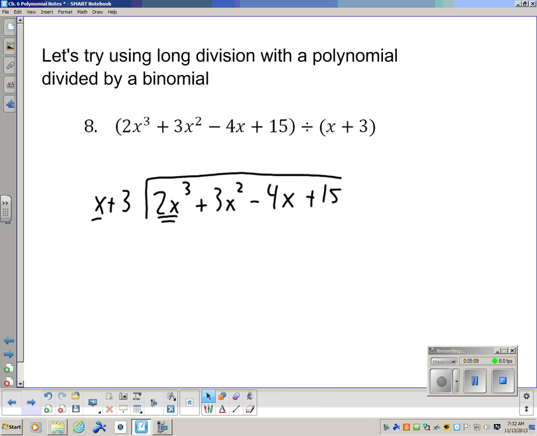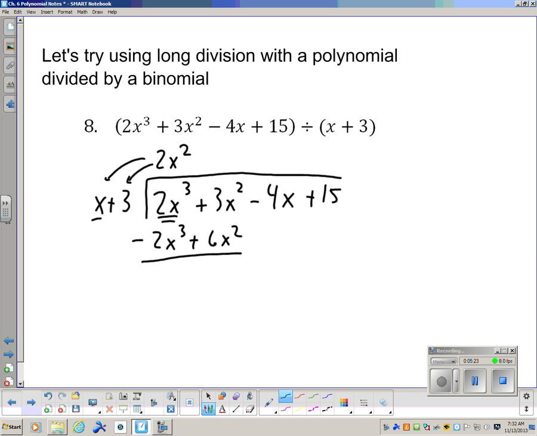So writing 2x squared there down. Now I can distribute the 2x squared through, and I get 2x to the third plus 6x squared. I'm going to distribute a minus sign through and add them together. The x to the third terms go away. 3x squared minus 6x squared there gives me a minus 3x squared. Bring down my next term.